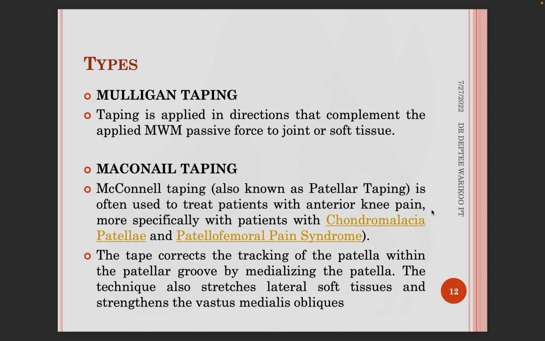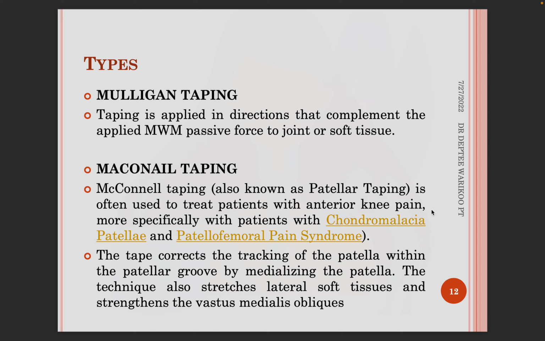Now, taping is applied in Mulligan taping in various directions that complement the applied MWM passive force to the joint or the soft tissue where it is applied. Taping can be used as a part of the treatment and may be used for a week or two while the joint mobilizations are applied, still during therapy or while following a prescribed home exercise program.